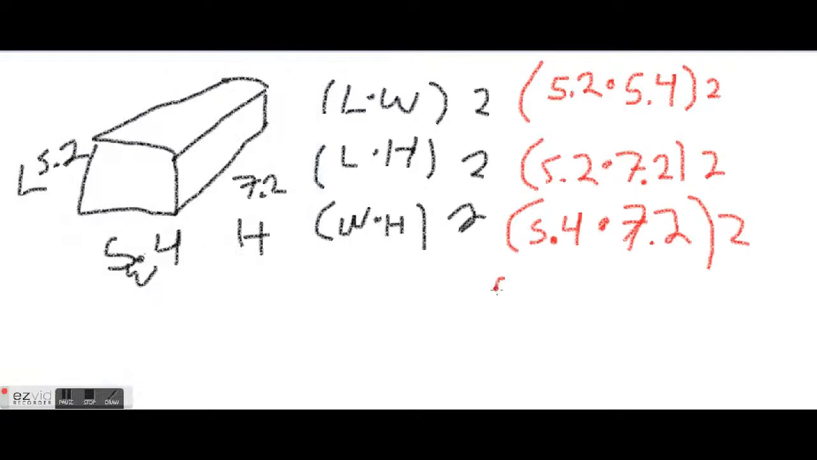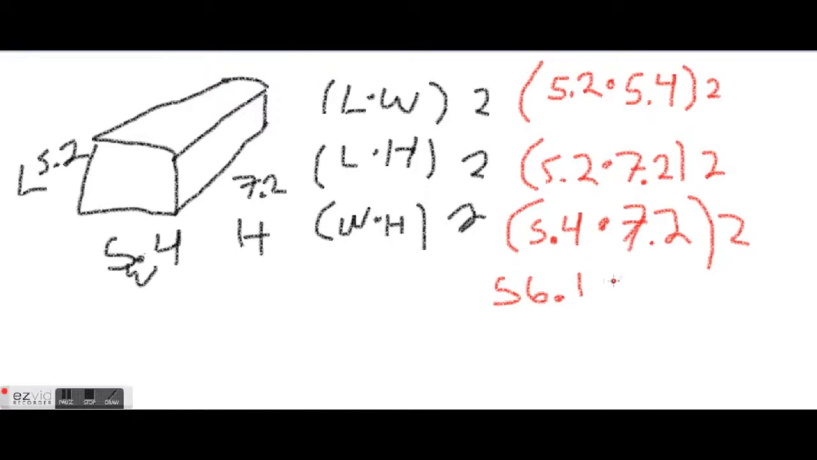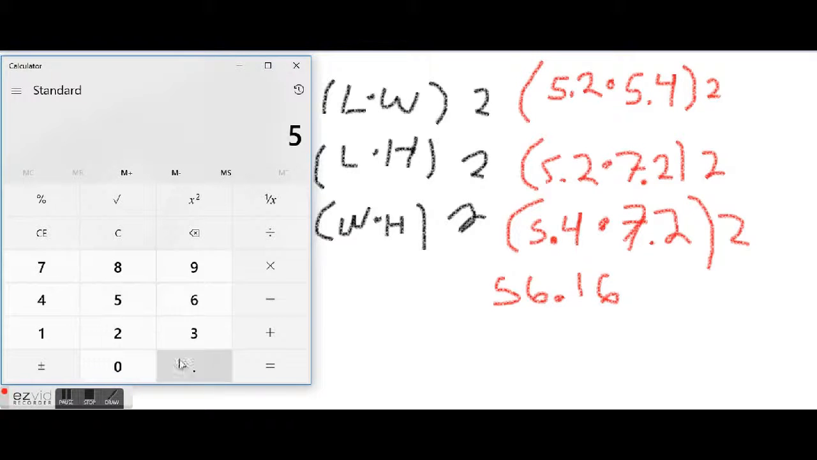Alright, middle one now. That was my mistake. 5.2 times 7.2 gets that times 2. There we go. That's 74.88.